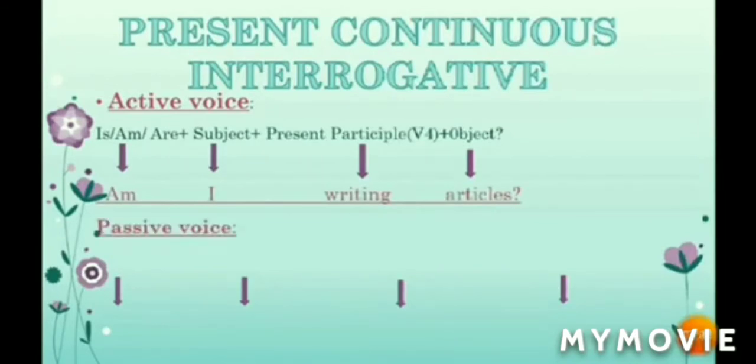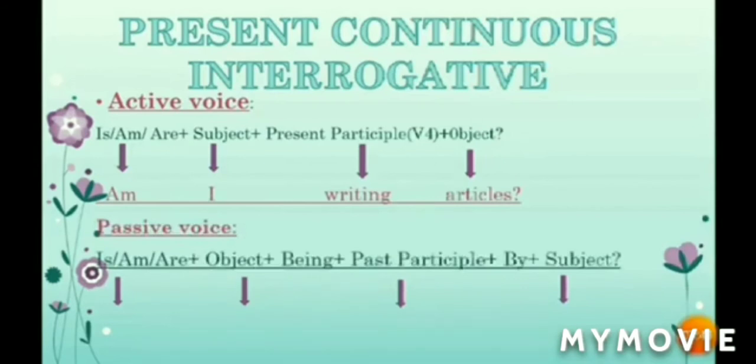Passive structure. Is, am, are plus object plus being plus past participle plus by plus subject. We have converted the same sentence and it becomes, are articles being written by me?